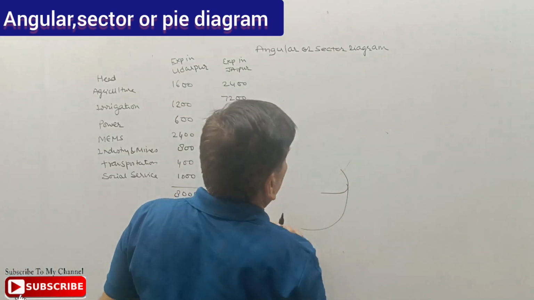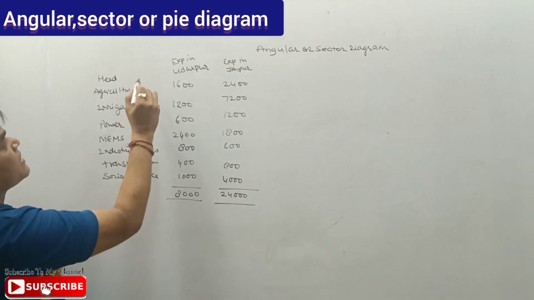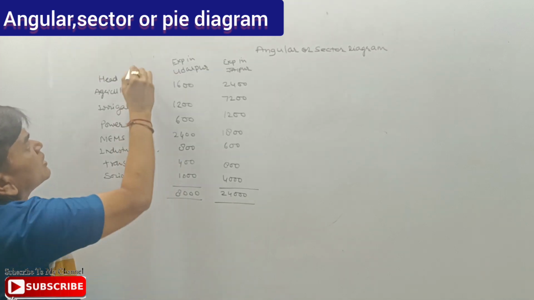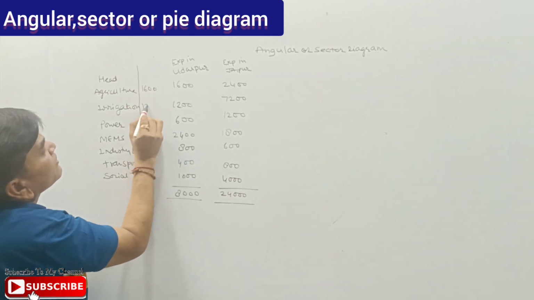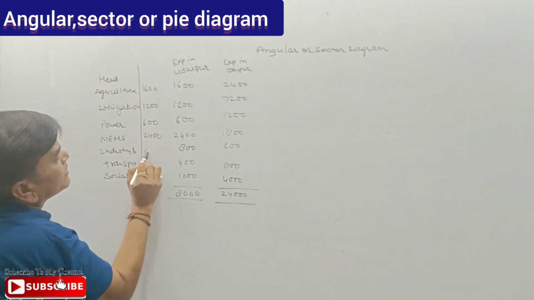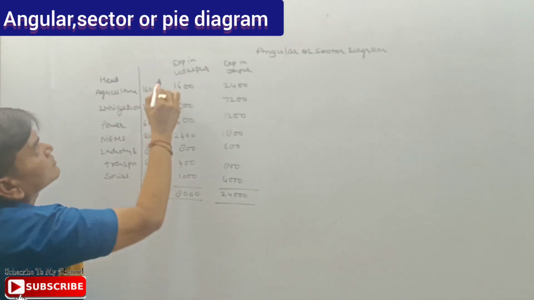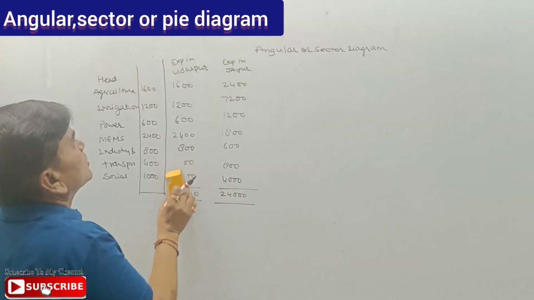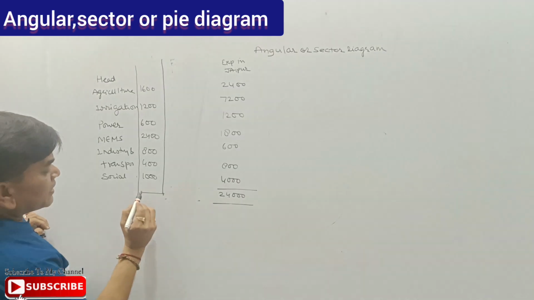So first I am shifting the expenditure in Udaipur to get some space: 1600, 1200, 600, 2400, 800, 400 and 1000. So the total expenditure in Udaipur is 8000.